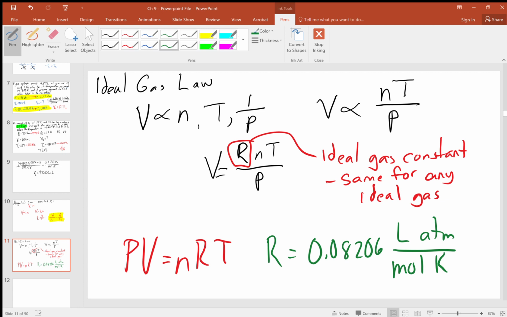So one consequence that this does have is, unlike all of our other gas laws where we said you can use any volume unit as long as it's the same on both sides, in the ideal gas law, if you're using this value for R, which is the most common value for R, then your units have to be liters, atmospheres, moles, Kelvin.